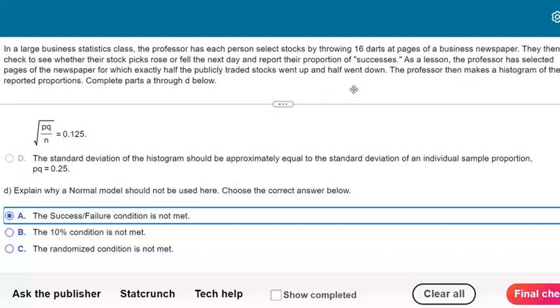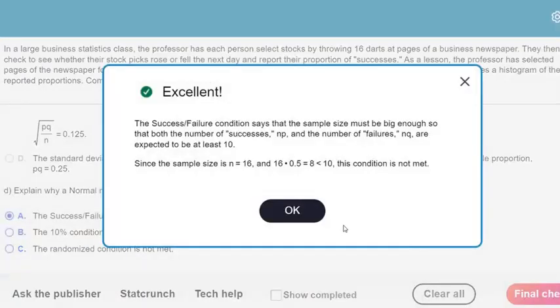Randomized condition, that seems to be met. They're throwing darts at a dartboard. Are they blindfolded? Oh, they're not blindfolded. That's not super random, because whatever stock is in the center is going to be more likely to be chosen. But maybe if you say every stock is randomly spread out, I don't know. That's kind of a weird one. That's not a proper randomization, so that one's kind of true too. But the success-failure condition definitely isn't met, and we can show that with mathematics, just like what they're saying here, like I said.